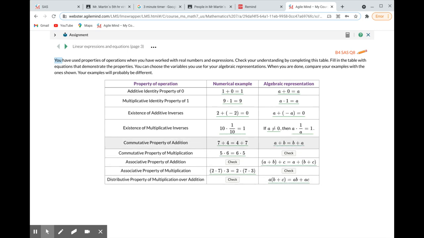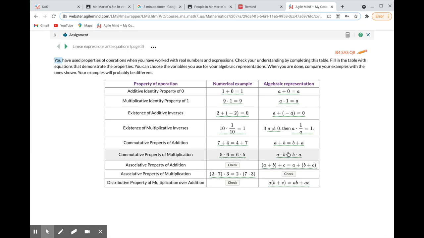Now our next problem is the commutative property of multiplication, which is 5 times 6 equals 6 times 5. So what do you think would be for our algebraic representation? Wouldn't it be letters? It would be a letter. It's going to be the A and the B, but what's going to happen to A times B? It'll be what? Wouldn't it change to B plus A? Not B plus A, but B times A. You're correct. Good job. All right.